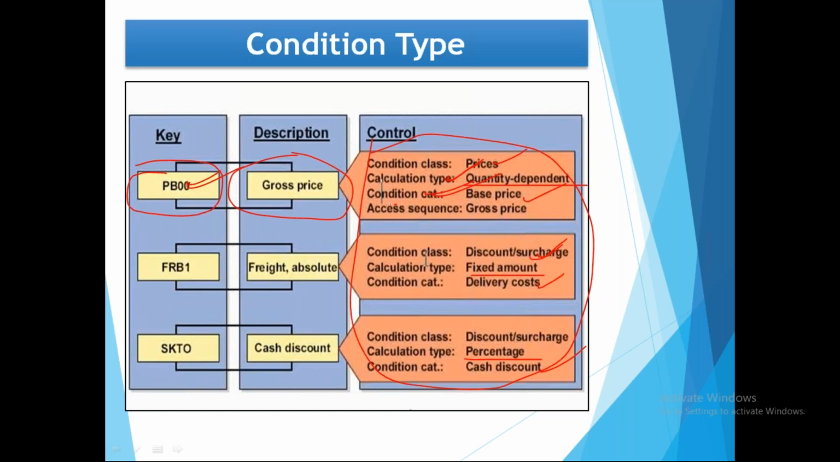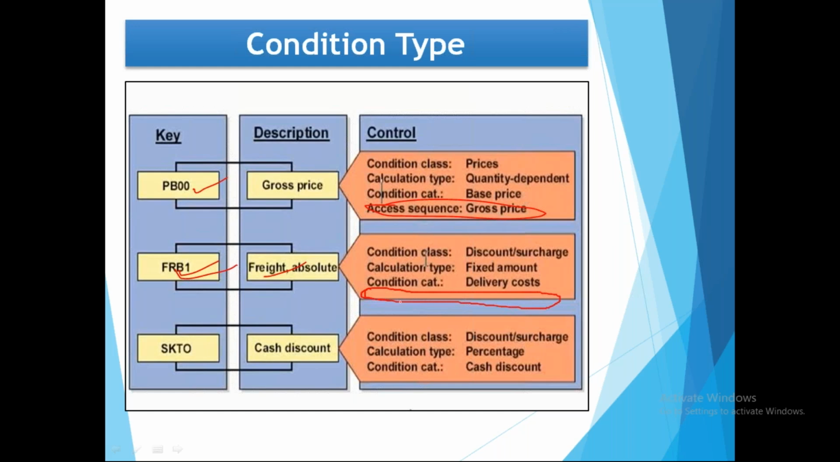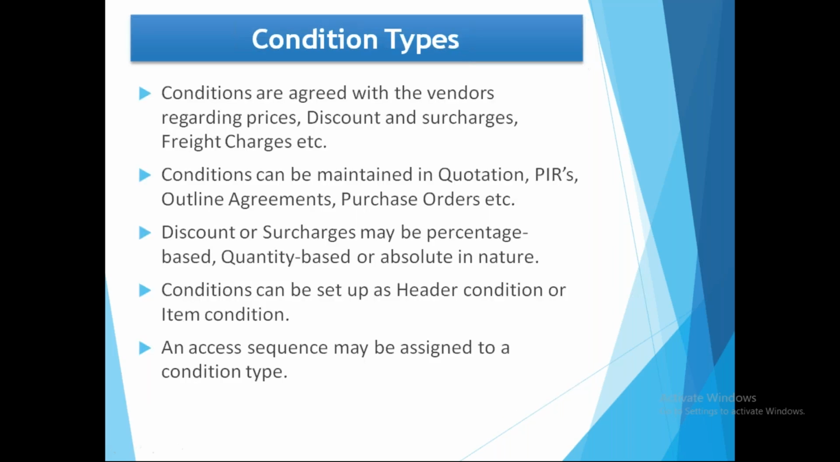And for the condition types you will attach the access sequence if required. See, for this PB00 condition type you have the access sequence, whereas for FRB1 freight absolute you don't have any access sequence. That means you have to enter it manually. So that is the one. Okay, now we will see this condition type.